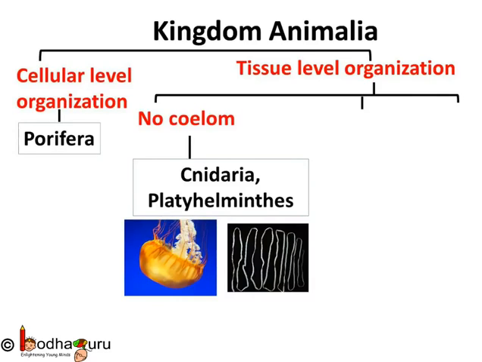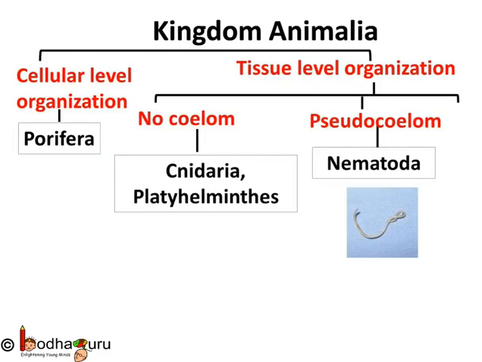Next we see if animals having tissues have coelom or not. Few primitive animals have tissue level organization, but they do not have body cavity. That is, they are acoelomate. Now, animals of Cnidaria, also known as Coelenterata phylum, and Platyhelminthes phylum, have no such coelom. Nematodes like roundworm have pseudocoelom, but that is not the real coelom.